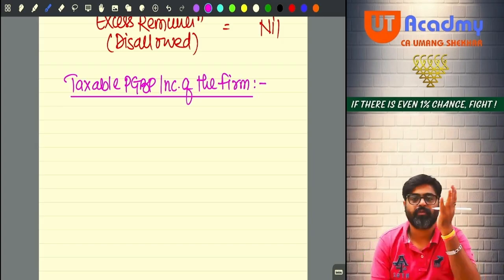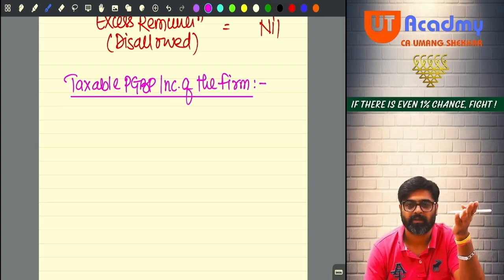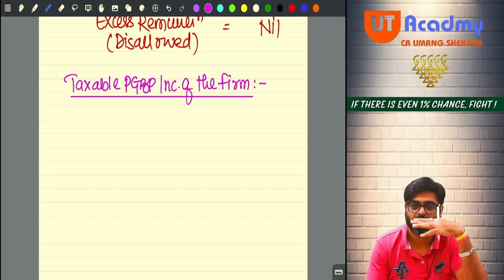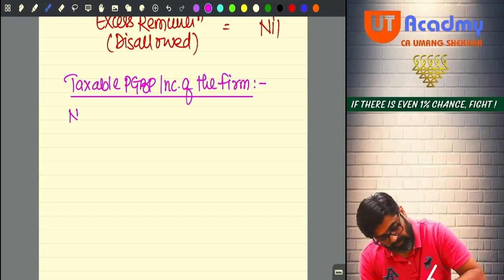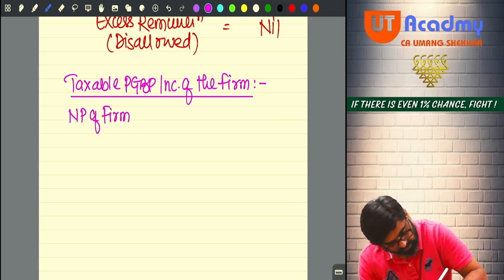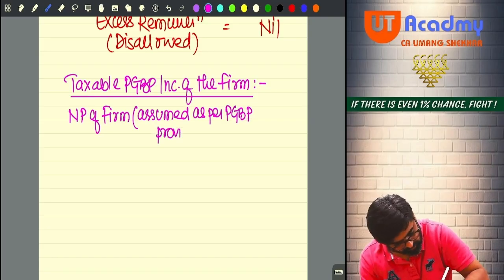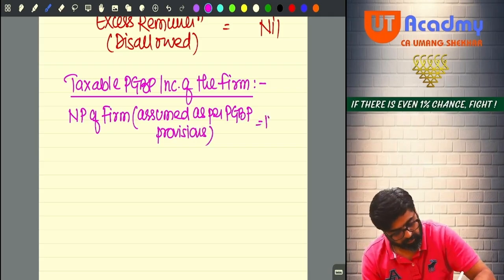Whatever allowable remuneration you have calculated right now, from your book profit, reduce that amount, you are going to get the PGBP income of the firm. Or do one thing. What is this? Net profit of the firm. If nothing is given, it is assumed as per PGBP provisions. So as per PGBP provisions, what was the net profit? 17 lakhs.